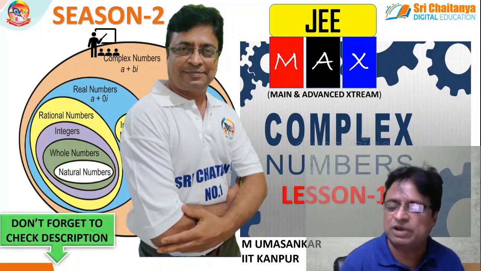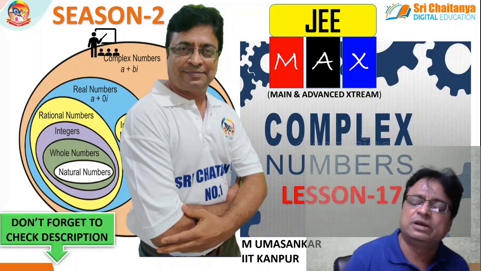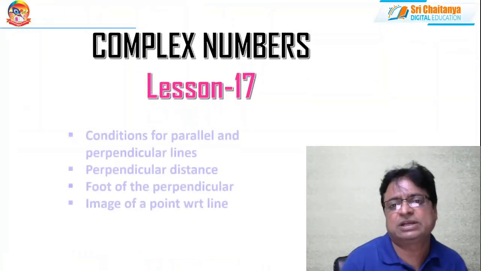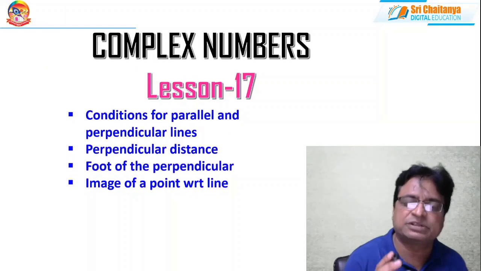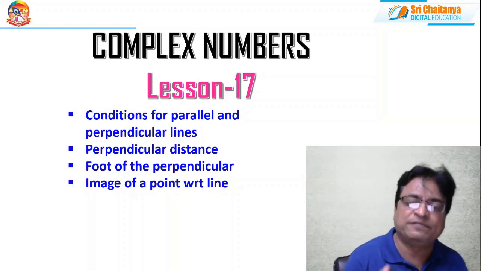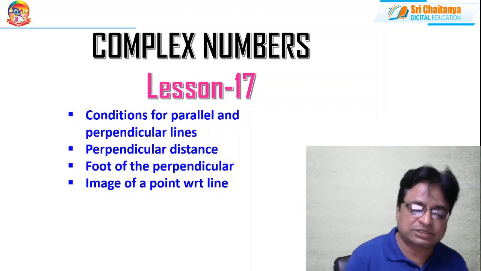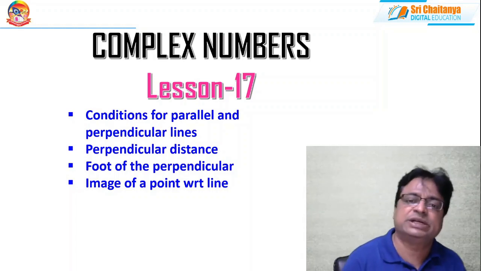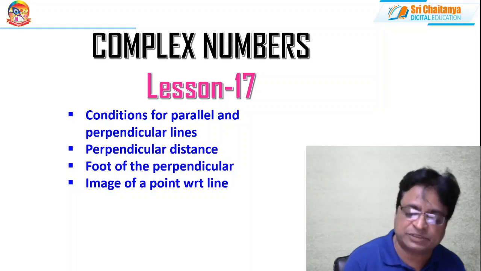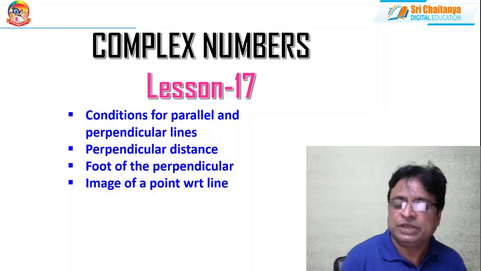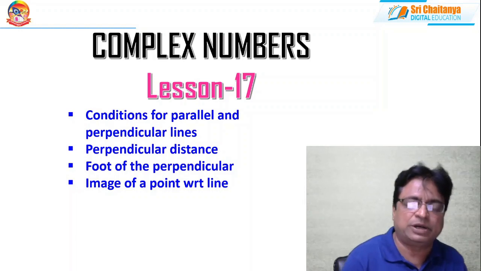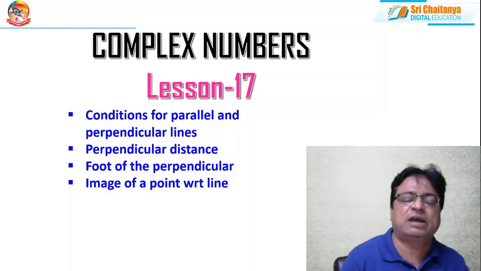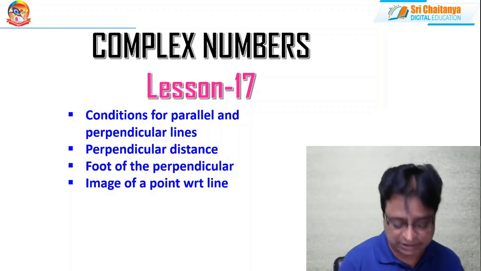So far we have successfully completed 16 lessons of complex numbers. This is the 17th lesson. In the 16th lesson we concentrated on the equation of a line and the slope of lines. There we covered the conditions for parallel and perpendicular lines, the perpendicular distance, the foot of the perpendicular, and the image of a point with respect to a line. If you are good at the formulae in coordinate geometry, that is, two-dimensional geometry, and everything is converted into complex numbers, then things are very easy for you.